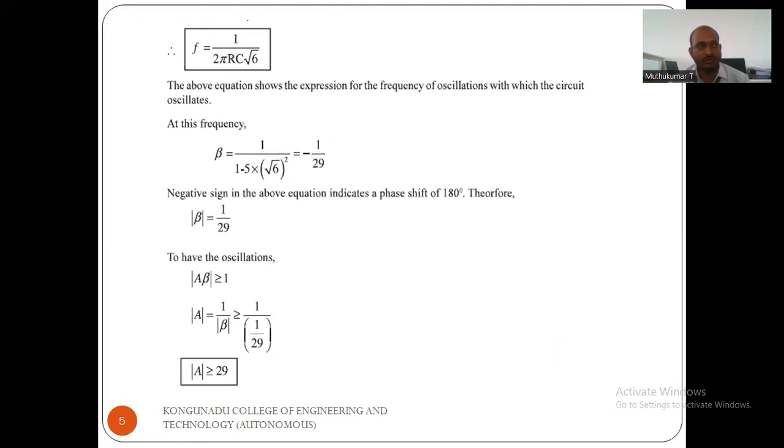So F is equal to the frequency of oscillation. F is equal to 1 divided by 2 pi RC into root 6. This is the frequency of oscillation. The above equation shows the expression for the frequency of oscillation.